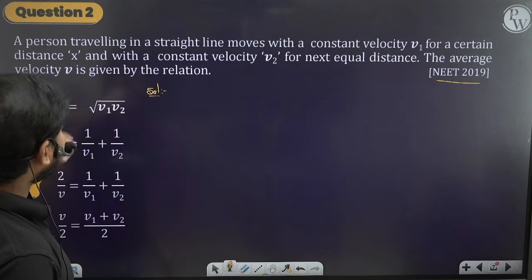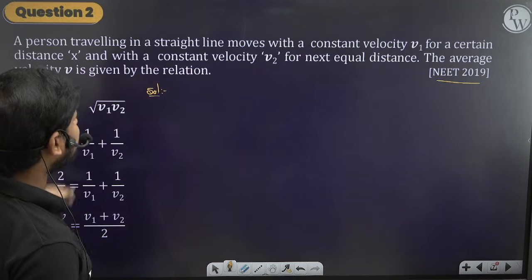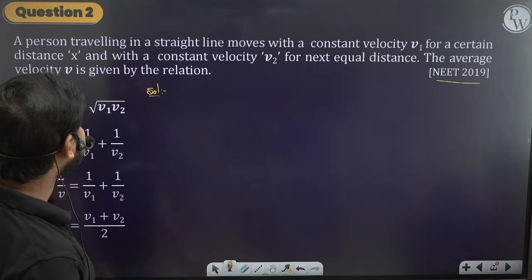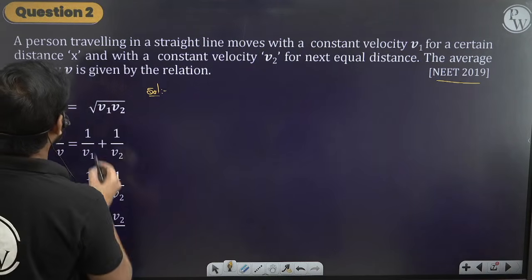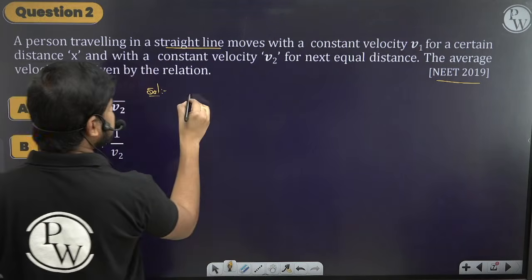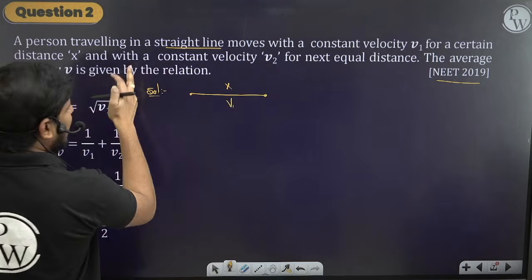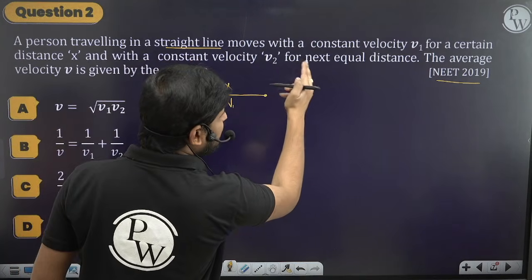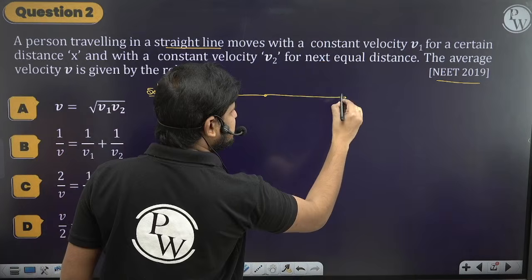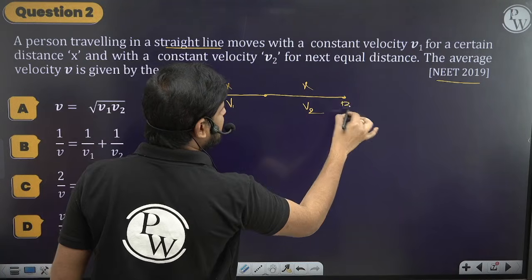A person traveling in a straight line moves with a constant velocity v1 for a certain distance x and with constant velocity v2 for the next equal distance. The average velocity v is given by the relation. So try to understand the question. For some distance x, he is maintaining the velocity v1, and with a constant velocity v2 for the next equal distance. For the next equal distance means again the same x distance in the straight line, he is maintaining the velocity v2. Let this point be A, let this point be B.